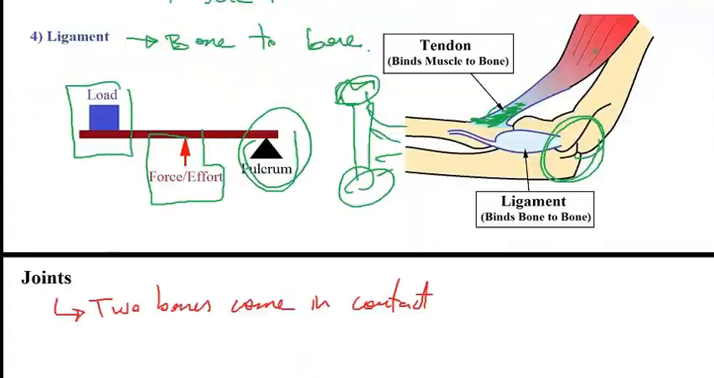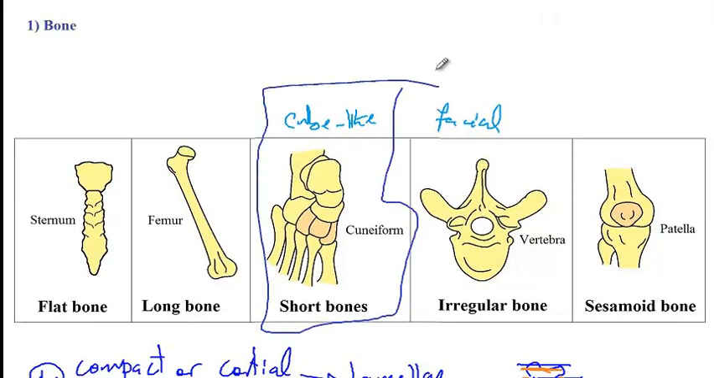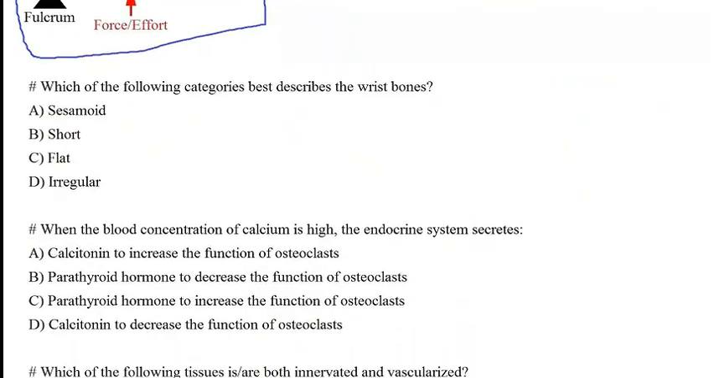Moving on to the next question, which of the following categories best describes the wrist bones? Let's go back to the images that we have here. We just discussed that a wrist bone is an example of a short bone, which is cube-like. So here we have an example of short bone.